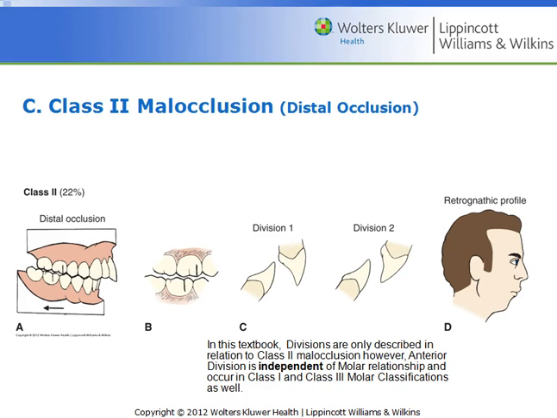In this textbook, divisions are only described in relation to class 2 malocclusion. However, anterior division is independent of molar relationship, and any division can be seen in class 1, class 2, or class 3 classifications. A division 1 depends upon the angulation of the maxillary centrals. When they are tipped out, it is called division 1. When they are tipped lingually or palatally, it is called division 2.